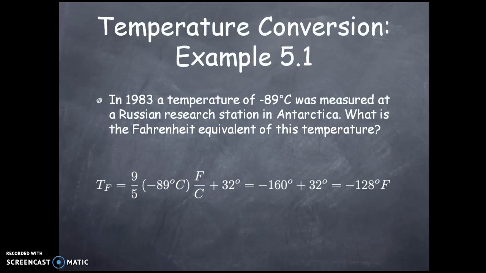You can say 9/5, but I'm using the negative sign as it is because it is negative 89 degrees Celsius. So I have to use it along with this negative sign right here. So negative 89, I did the math and got the answer of negative 160. So negative 160 plus this 32 would give me the equivalent of negative 89 degrees Celsius in Fahrenheit, which is negative 128 degrees Fahrenheit.